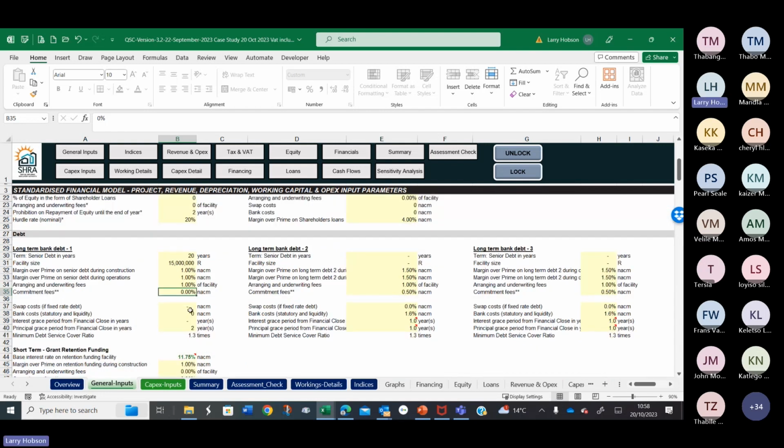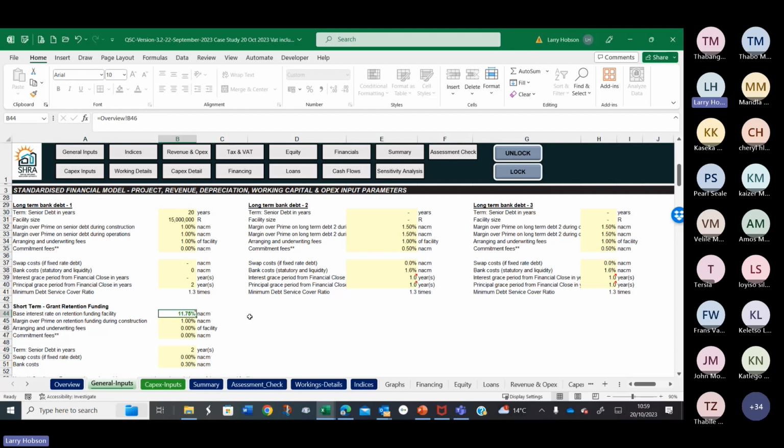No commitment fees, swap costs none, principal grace period. I haven't assumed any grace periods, and we've got a 1.3 debt service cover we need to meet for that loan, as from the central entries. We could have a second and a third loan, but we're not going to populate those today.